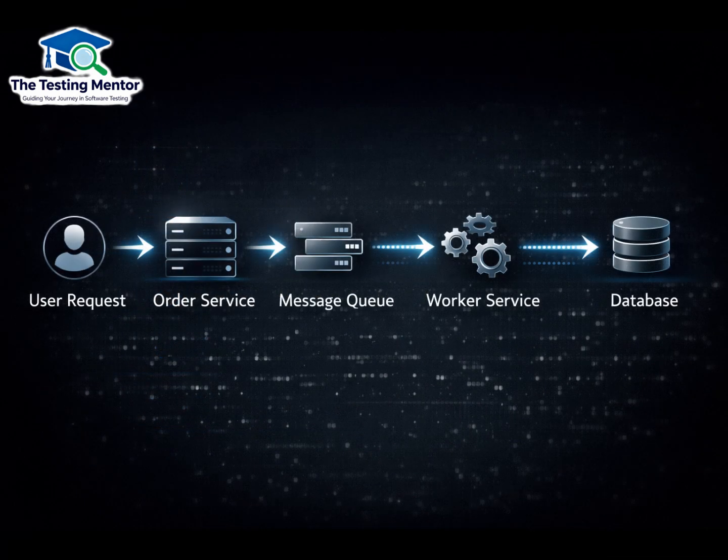First, understand how the workflow works. Example: user to order service to message queue, worker service to process job, worker service to update database. The response to the user may return immediately while the job continues processing in the background. So, validation must happen after the job finishes.